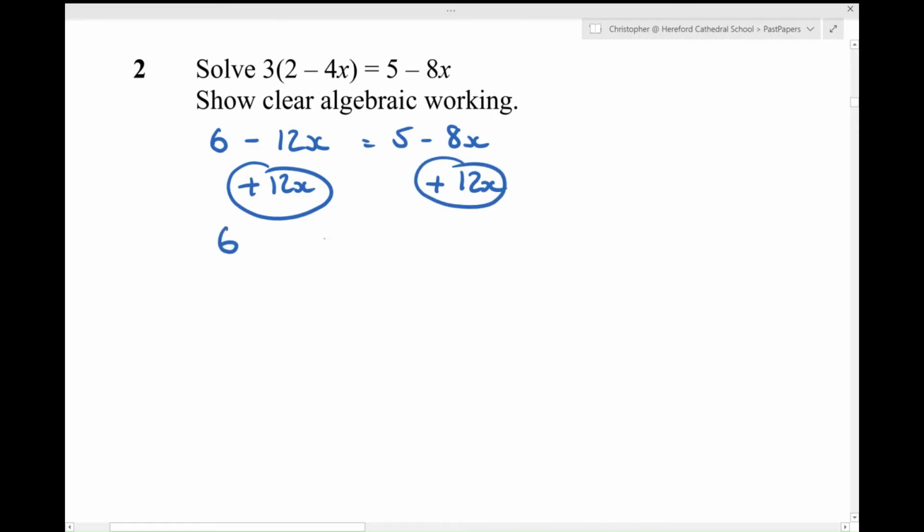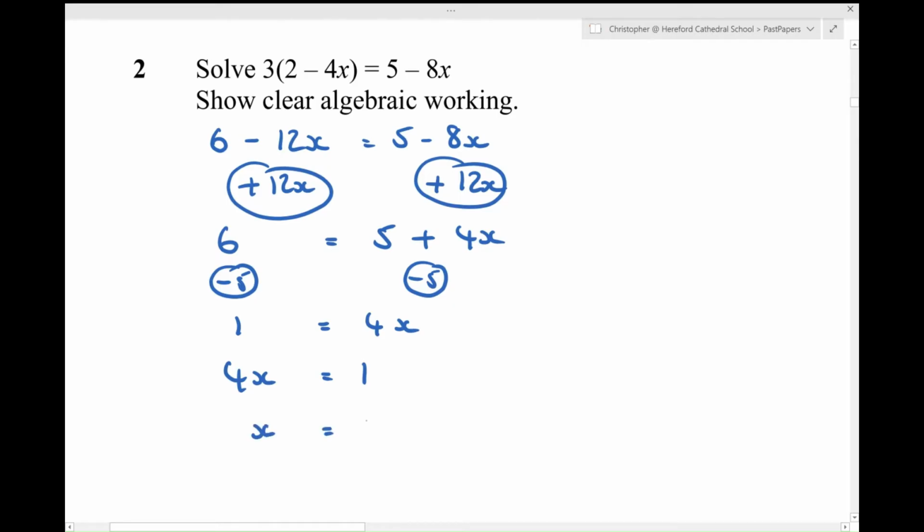Leaves me with 6 on the left and 5 plus 4x on the right. Now I get the x's on their own by subtracting 5 from both sides. Leaves me with 1 equals 4x, or 4x equals 1. Divide both sides by 4, and x equals 1 divided by 4, which is 1 over 4. So x is a quarter.